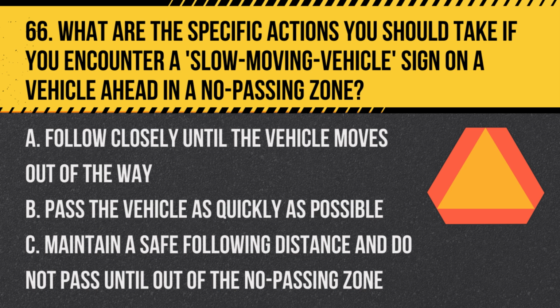Question 66. What are the specific actions you should take if you encounter a slow-moving vehicle sign on a vehicle ahead in a no-passing zone? A. Follow closely until the vehicle moves out of the way. B. Pass the vehicle as quickly as possible. C. Maintain a safe following distance and do not pass until out of the no passing zone. Answer. C. Maintain a safe following distance and do not pass until out of the no passing zone. Patience is crucial for safety in no passing zones.